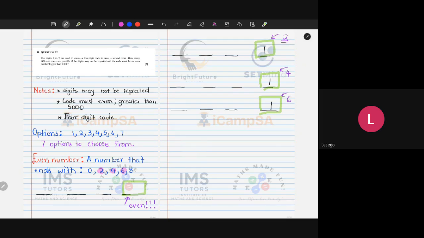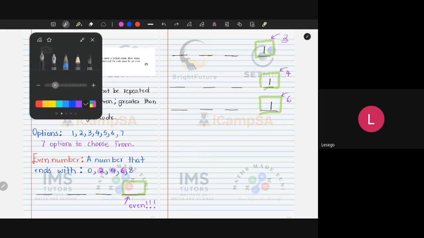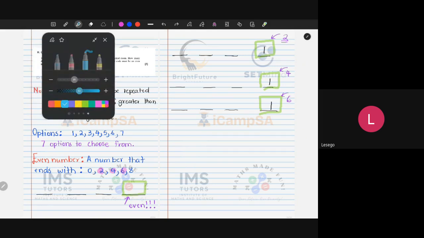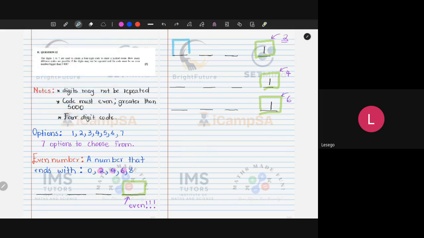Right. And if you think carefully, they say the number must be greater than 5,000. So it means that for us to have something that is greater than 5,000, I need to choose the first numbers such that they are 5 or bigger. So if I have chosen 2, the only numbers that are bigger than 5, it is this one, and this one. So it means I can only choose from 3 numbers.